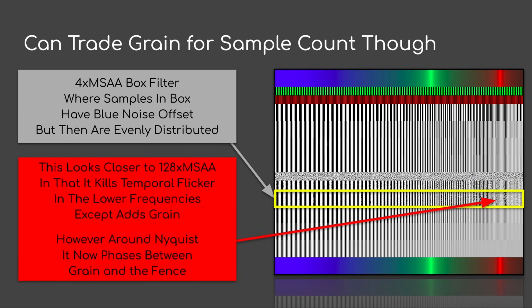Now the next row shows that you can trade grain for sample count though. So what I mean by that is this is still a 4x MSAA box filter. However, the sample position in the box has a blue noise offset, and then they are evenly distributed. Now you notice from a temporal flicker perspective, this looks closer to the 128x MSAA case, in that it kills temporal flicker in the lower frequencies. It changes the temporal flicker for grain. However, the grain is not stable in the Nyquist region. It now phases between seeing peak grain and seeing the fence.